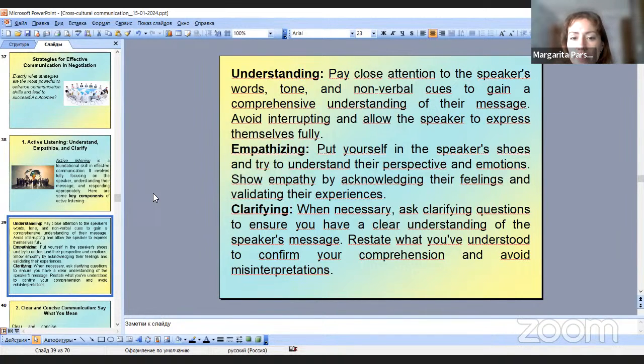This is empathizing. Clarifying. So it's asking questions when it is necessary. If you don't understand something, you just ask the question again, maybe in different words, if the person doesn't understand the words you're asking. Another additional question can show that you understood, and you confirm your comprehension, and that will help avoid misinterpretation and misunderstanding.